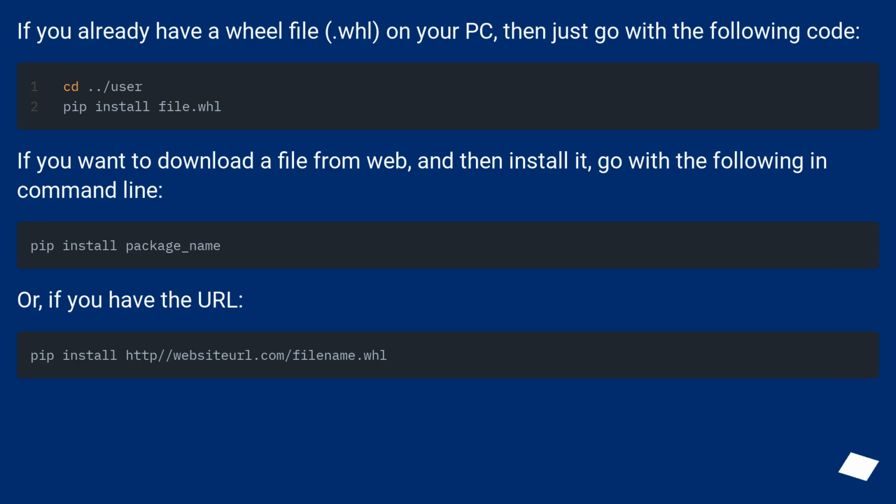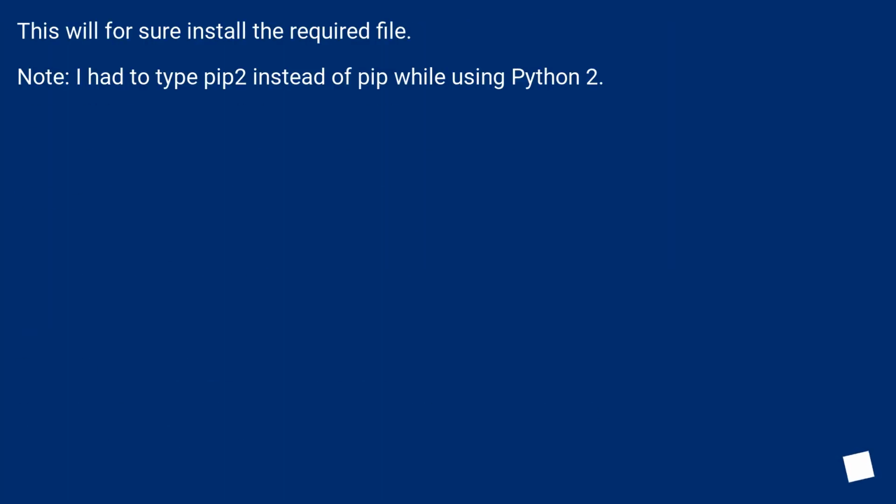If you already have a wheel file, .whl, on your PC, then just go with the following code. If you want to download a file from the web, and then install it, go with the following in the command line. Or, if you have the URL, this will for sure install the required file.